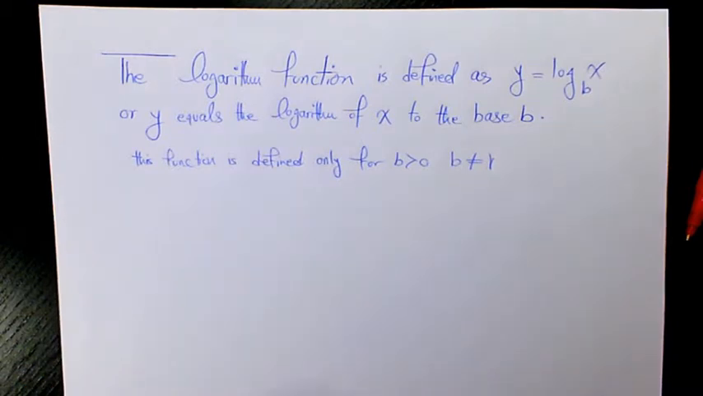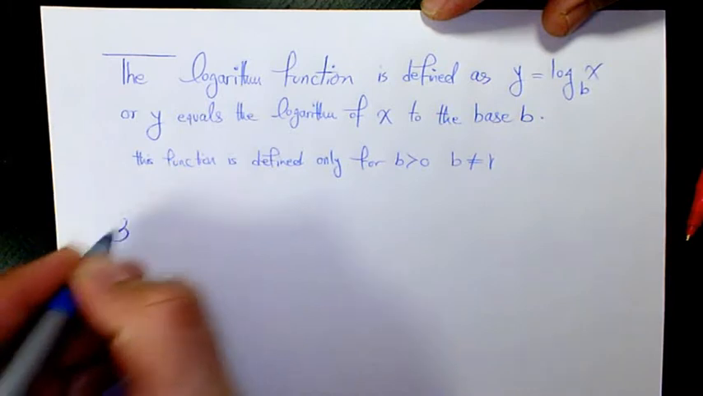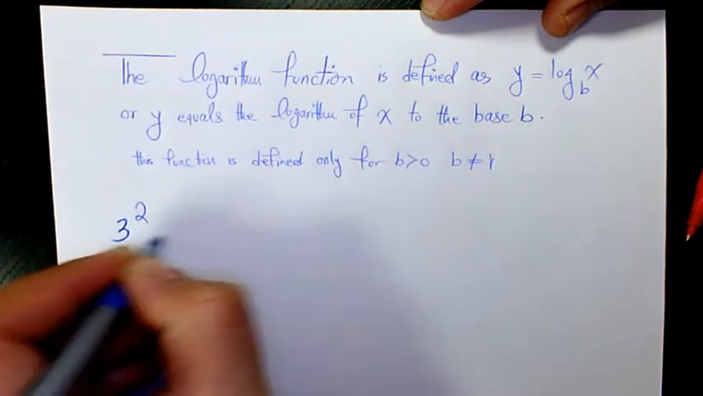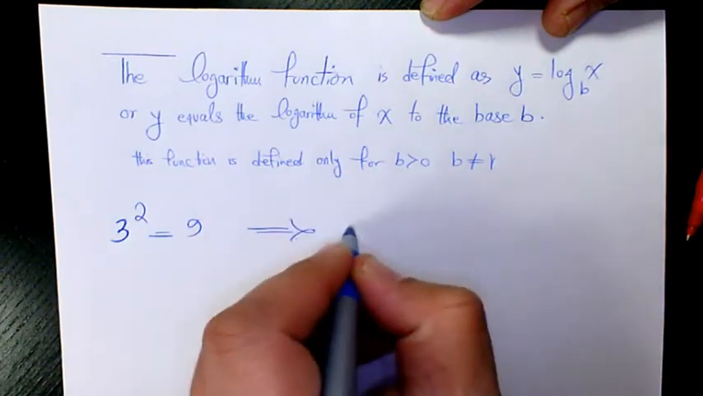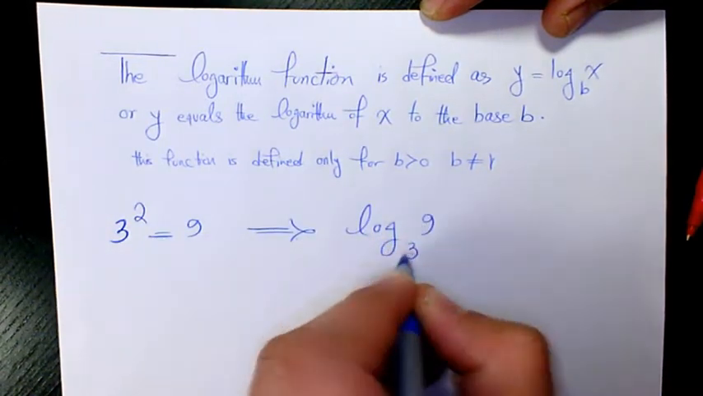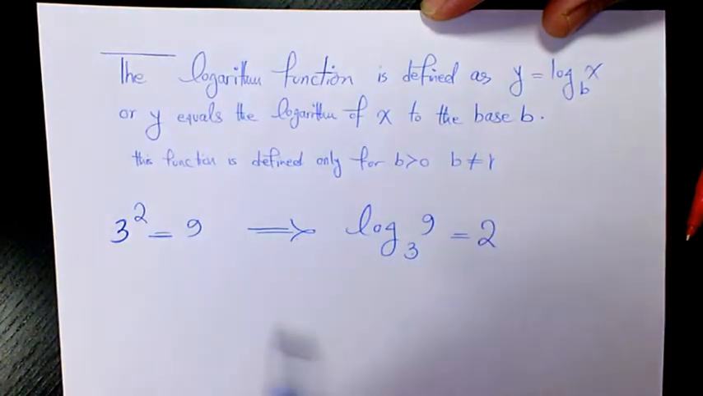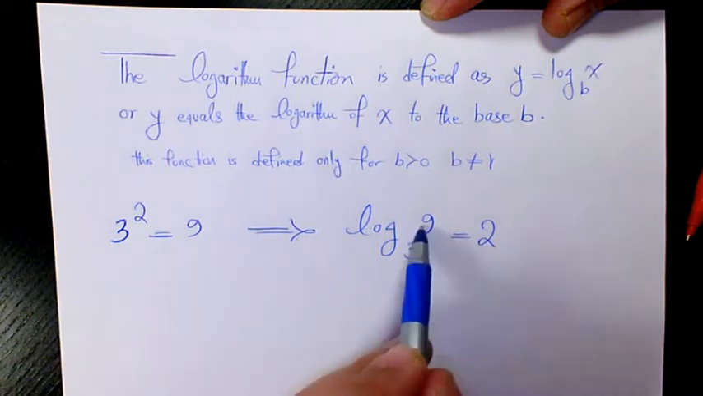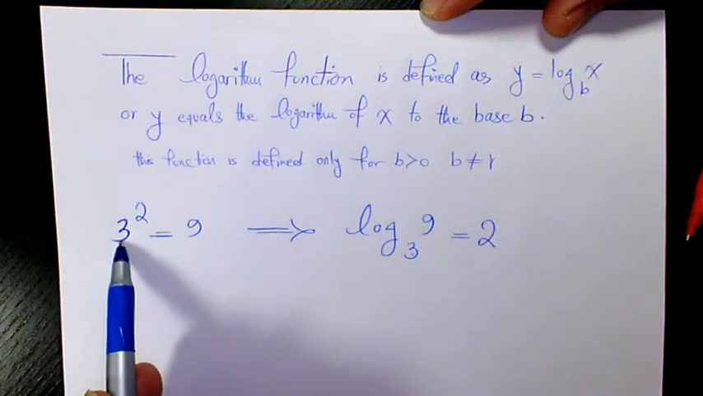For example, if you have 3 to the power of 2, that's going to be equal to 9. You can write it as log 9 base 3 equals 2. So 3 to the power of 2 equals 9. Here we call it the base, and as you know, 3 in here is called the base as well.